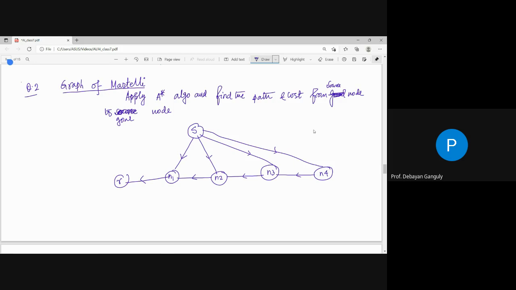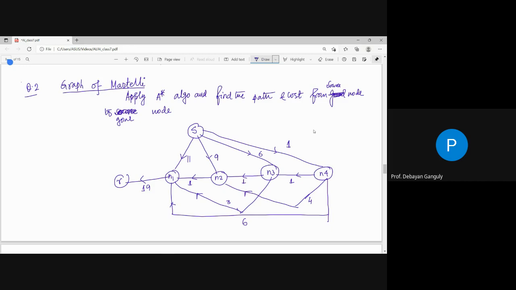And this particular node is connected to N2, this N3 is connected to N1, and this N4 is also connected to N1. This cost is 6, this cost is 4, this cost is 3, this cost is 1, this cost is 1, this cost is 1, this cost is 19. So that cost is 1, that cost is 6, that cost is 9, that cost is 11.